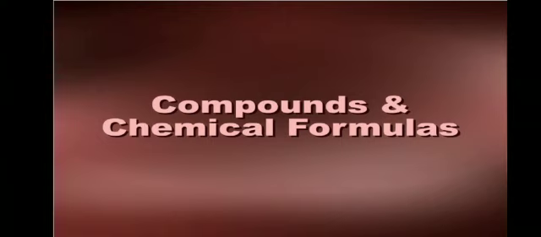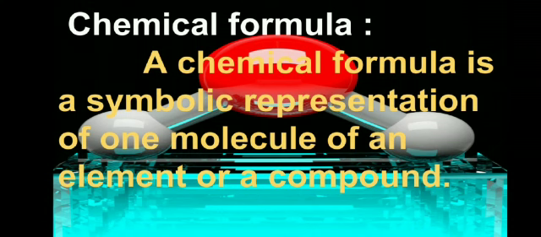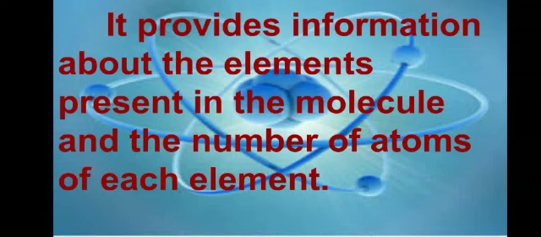Compounds and chemical formulas. We have already discussed the topic of compounds, where atoms of two or more elements combine chemically in definite proportions. So, let's now see about chemical formula. A chemical formula is a symbolic representation of one molecule of an element or a compound. It provides information about the elements present in the molecule and the number of atoms of each element.